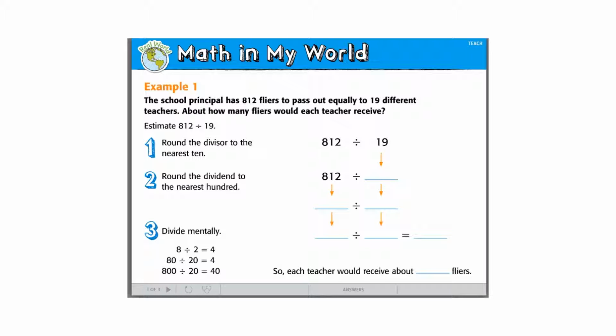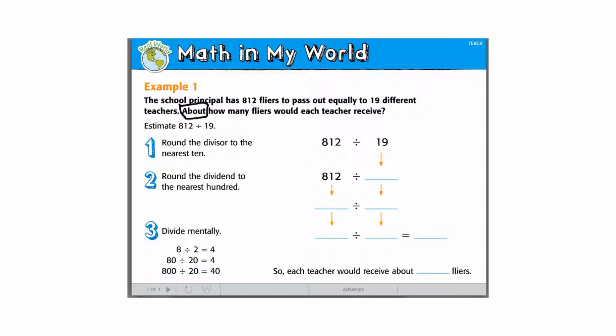Sean, you ready? The school principal has 812 flyers to pass out equally to 19 different teachers. About how many flyers would each teacher receive? So your clue here, because remember we're taking our proficiency next week, and they don't tell you, find an estimate or find an exact answer. You have to figure it out based on the question.